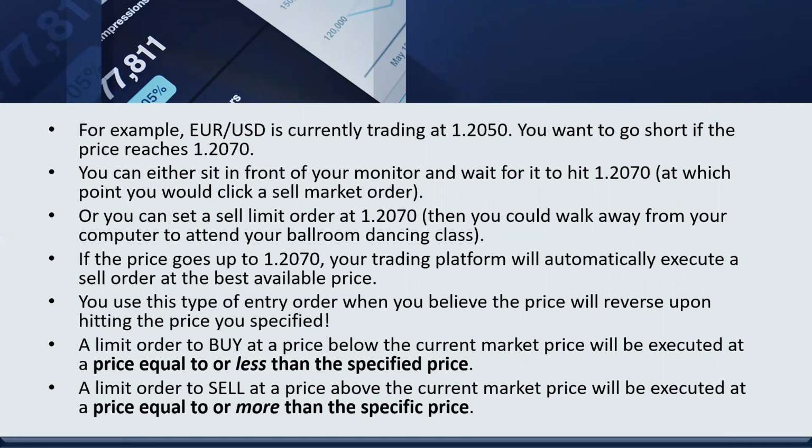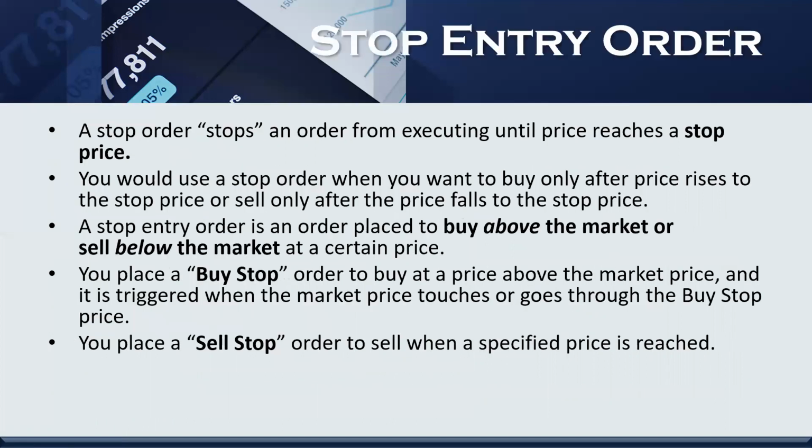So a limit order to buy at a price below the current market price is executed at a price equal to or less than the specified price. All right. A limit order to sell at a price above is just the same thing. It's vice versa. You have the buy limit and you have the sell limit, just like we illustrated earlier.